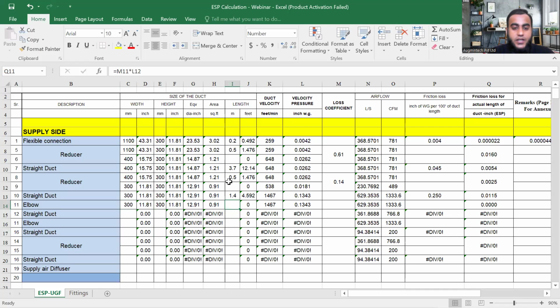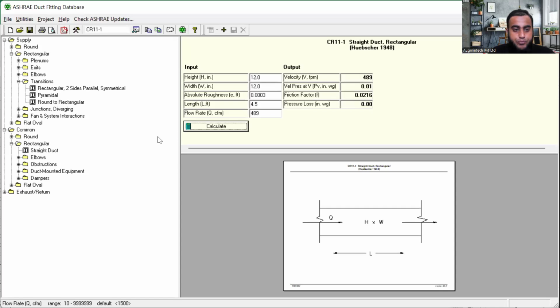For that, we have a design criteria. I will explain how to find out the length of the elbow and how you will get the friction loss value, everything we'll discuss. Because an elbow is one type of fitting, you have to use that formula, loss coefficient into velocity pressure. So first calculate the loss coefficient value by using the software.